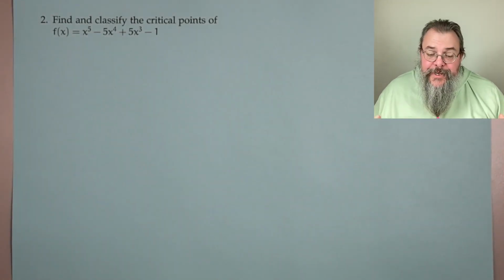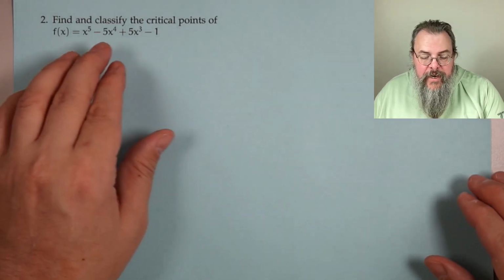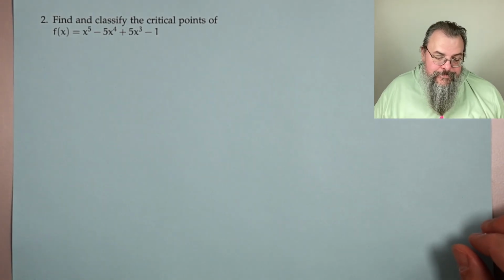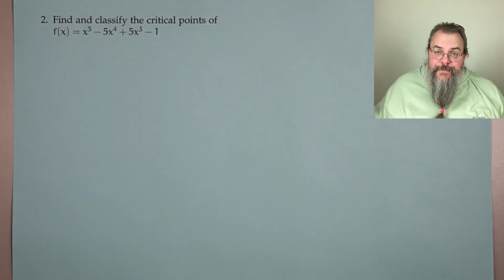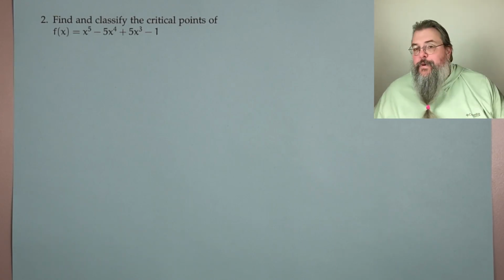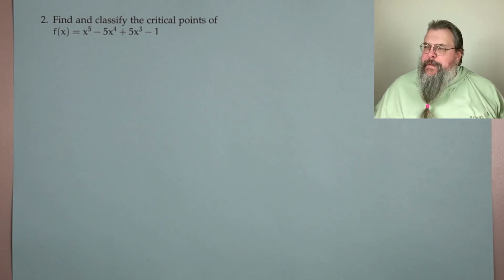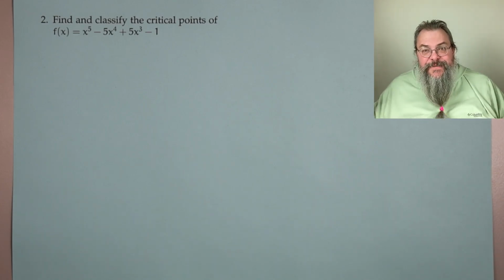Find and classify the critical points of the function x to the fifth minus 5x to the fourth plus 5x cubed minus 1. Okay, so what are we looking for? There's no boundary. We're not worrying about anything about boundary. It's a polynomial, and we love polynomials, our favorite kind of functions.